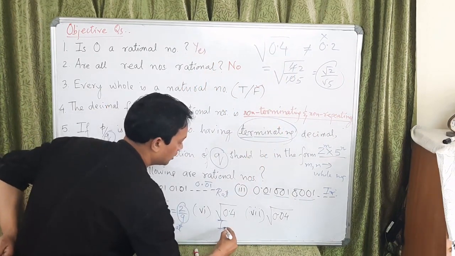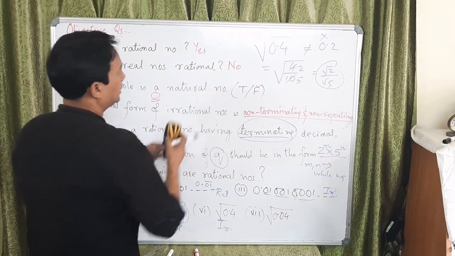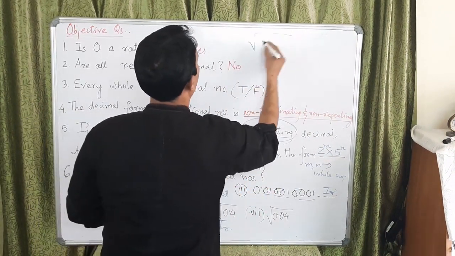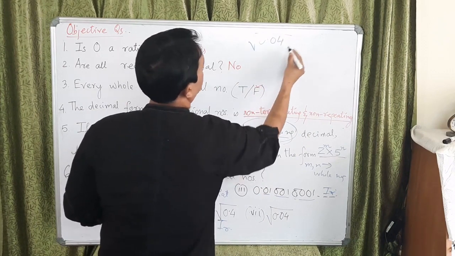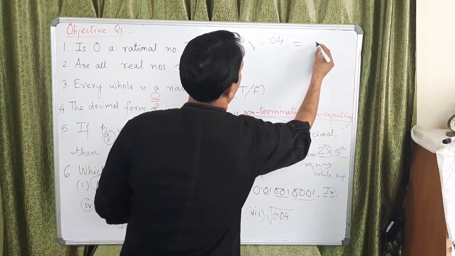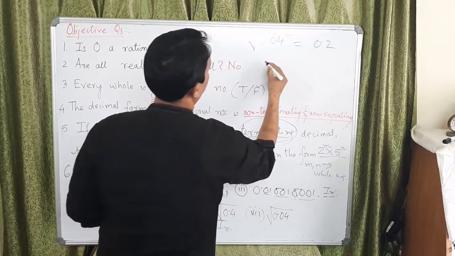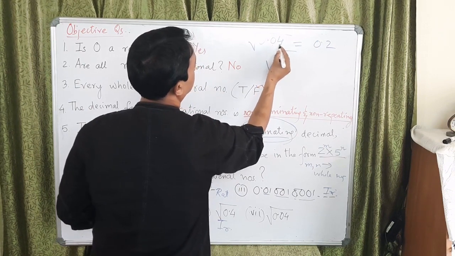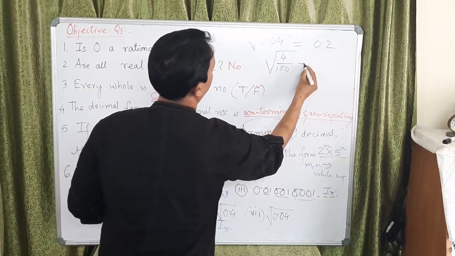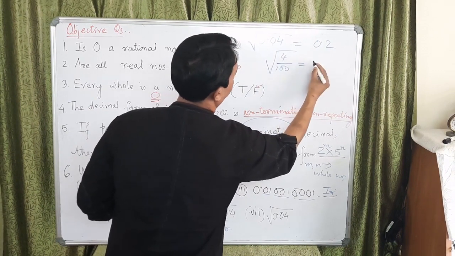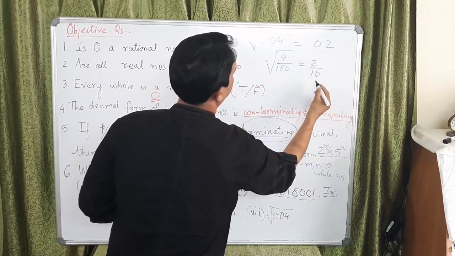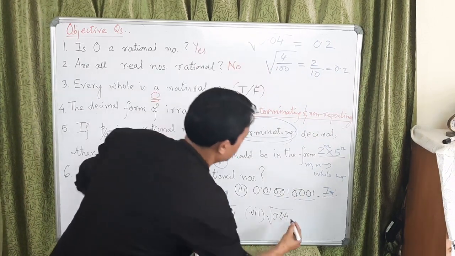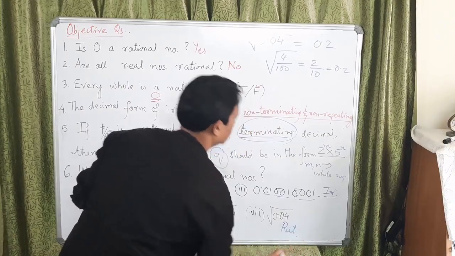So root 0.4 is irrational. But if I take the next one, root 0.04, the answer will be 0.2. I can show you how it will be 0.2. This is 4, after the decimal 2 places, 1, 2, so 4 by 100. Root over 4 is 2, root over 100 is 10, that will be 0.2. So this is a rational number.